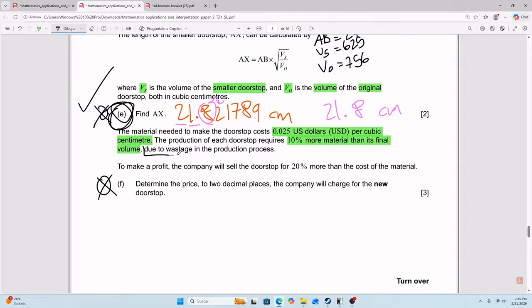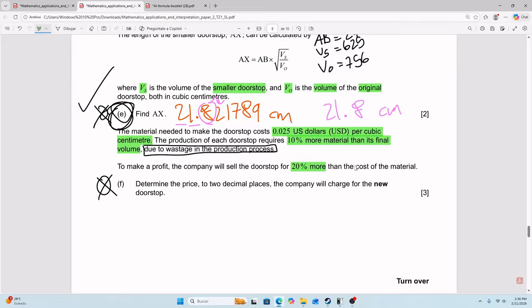And this right here, intuitively think about it as like, I don't know, you're trying to create like a door from a big block of wood. You know, you don't have the exact amount of wood for the door. You have a little bit of extra wood because you have to shape the door. And so that is the extra 10%. That's basically what they're trying to tell you here. Así que to make a profit, the company will sell the doorstep for 20% more than the cost of the material.